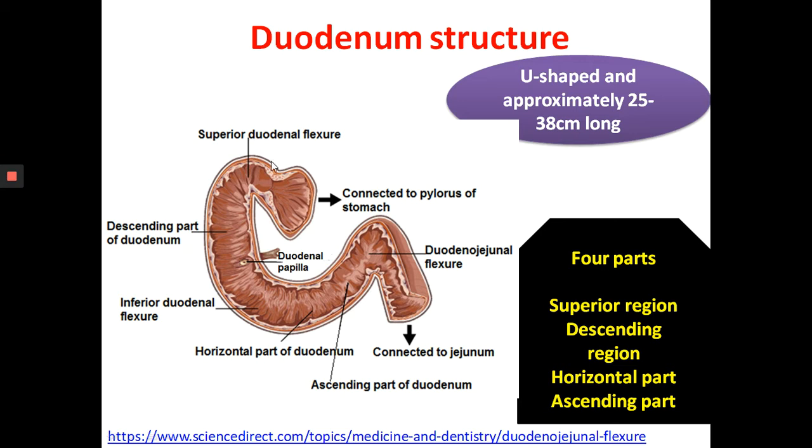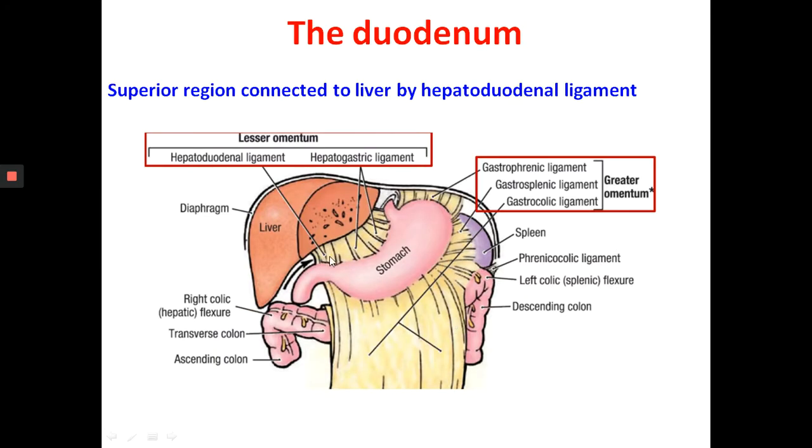Superior region, an enlarged upper area of around 2 centimeters length, is also called duodenal bulb, which continues the pyloric sphincter. The pyloric sphincter separates the stomach from the duodenum, and is connected to the liver by the hepatoduodenal ligament. So this is connected to the liver by this hepatoduodenal ligament.